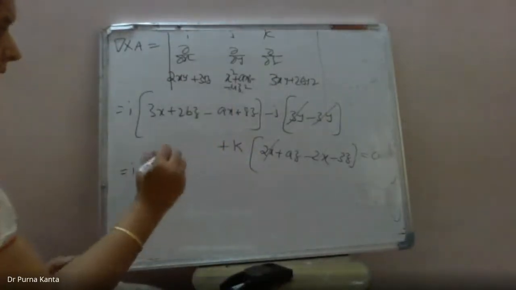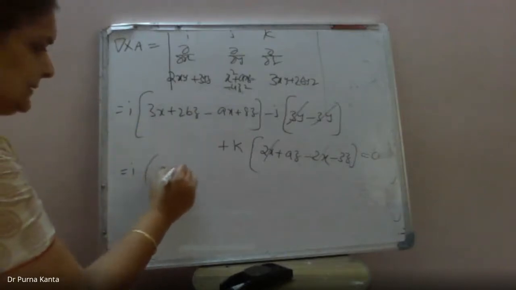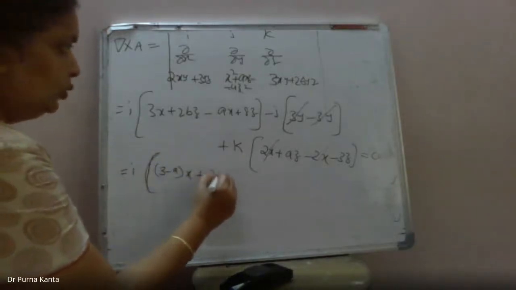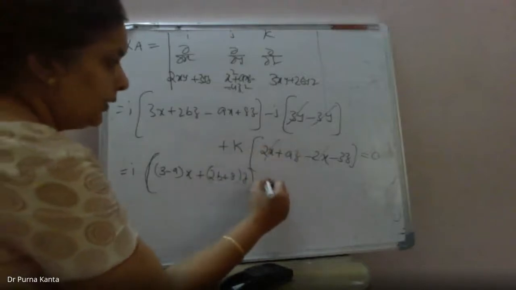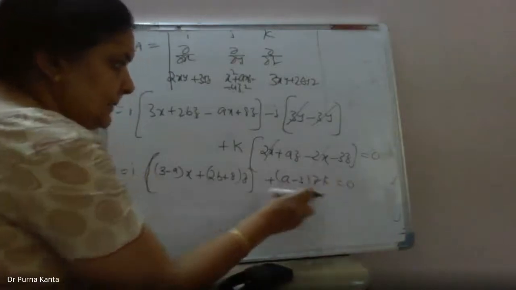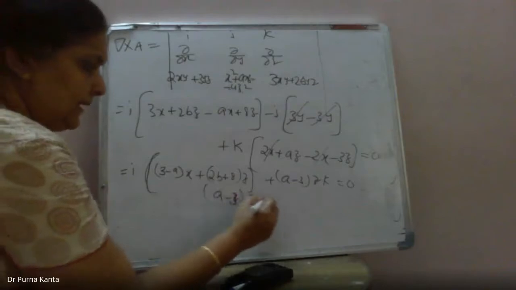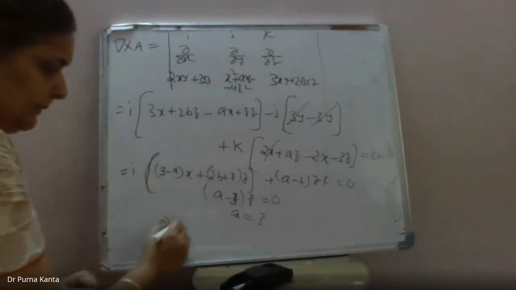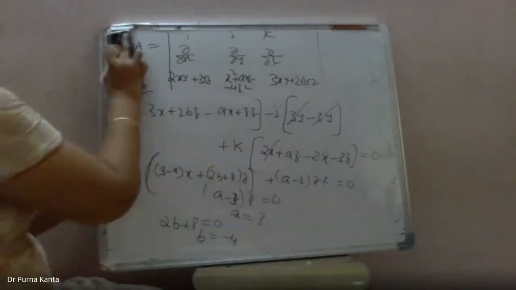So this is equal to i times 3x, 3 minus a times x plus 2b plus 8z. This is 0 plus a minus 3zk. So we can substitute here: a minus 3 into z is equal to 0 implies a is equal to 3. Here a is equal to 3. So 2b plus 8 is equal to 0 implies b is equal to minus 4. Check your answer.